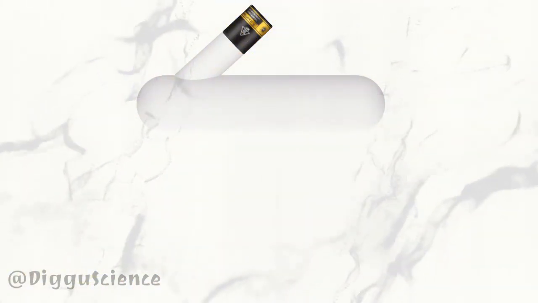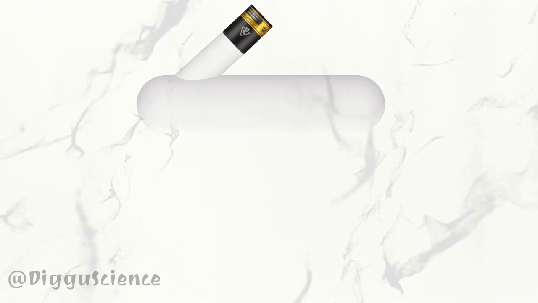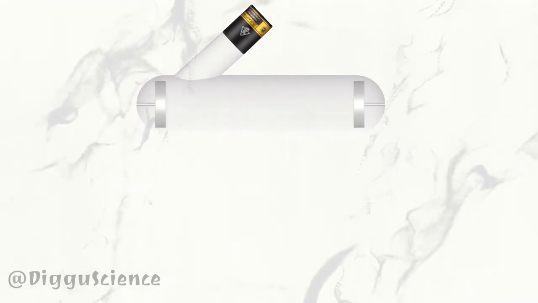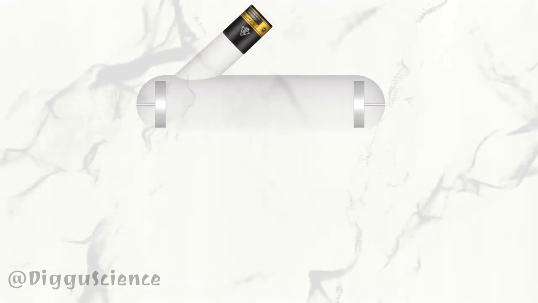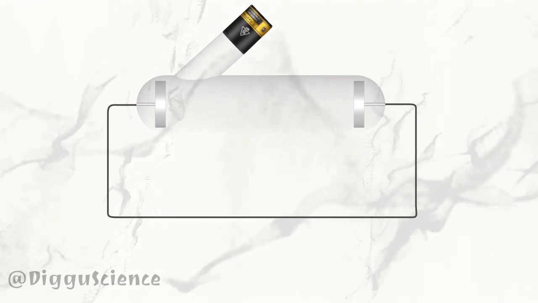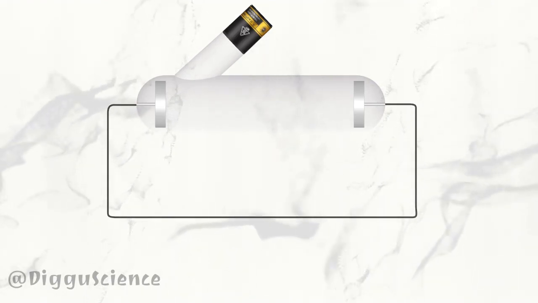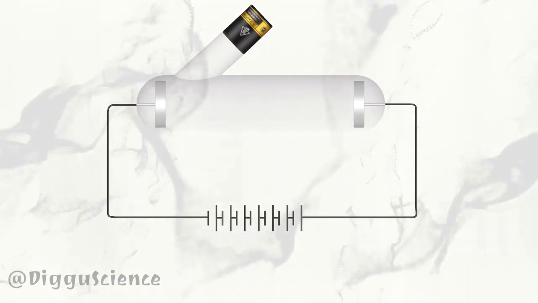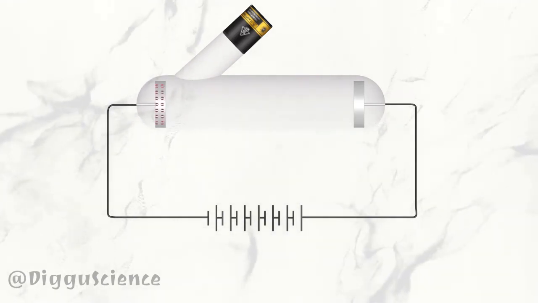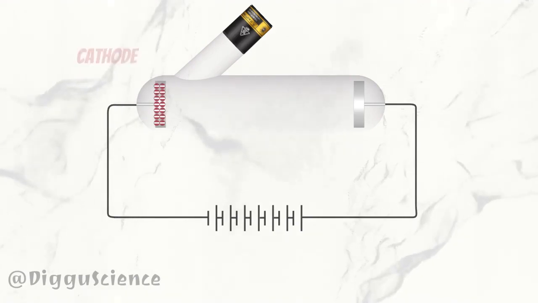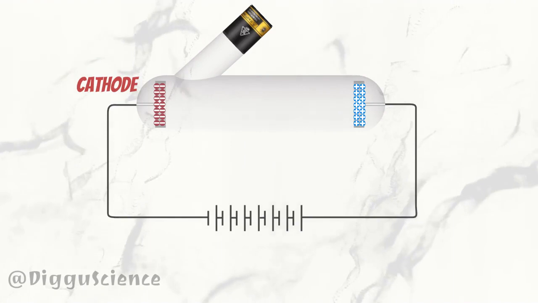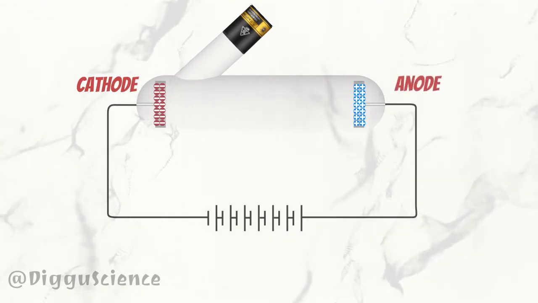Here is a vacuum tube. At both ends of this tube there is a metal plate. The two plates are connected by cables. Next, attach a DC voltage source to this circuit. A negative charge will build up on the left plate, or cathode. A positive charge will build up on the right plate, or anode.